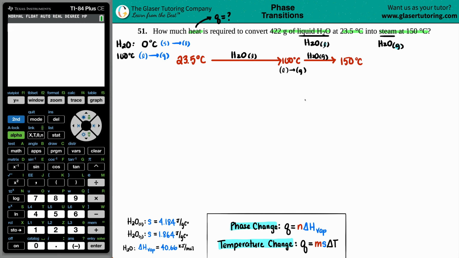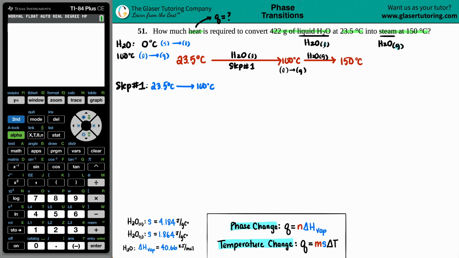So it seems like we have 3 different steps going on here. We first have to find out the total amount of heat to get the water up to 100. Then we need to know how much heat it will take to actually phase change, because that costs energy. And then we have to see how much it will take to go from 100 up to 150. So we can think about this in terms of steps. This is going to be step number 1. Let's figure out how much heat is required to go from 23.5 degrees Celsius all the way up to 100.